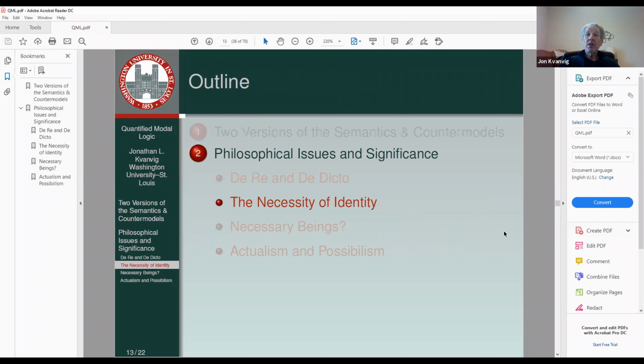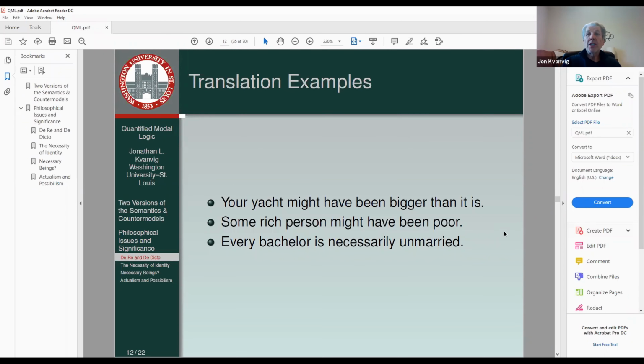Now let's start with that third one. Every bachelor is necessarily unmarried. There is a way in which that sentence can be understood to be true. To get it to come out true, you better be moving the box outside of the entire sentence. You better be saying necessarily for all x, if x is a bachelor, then x is unmarried.